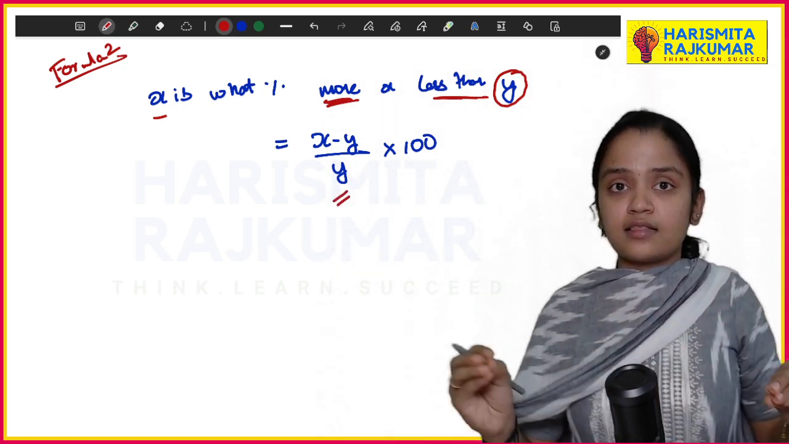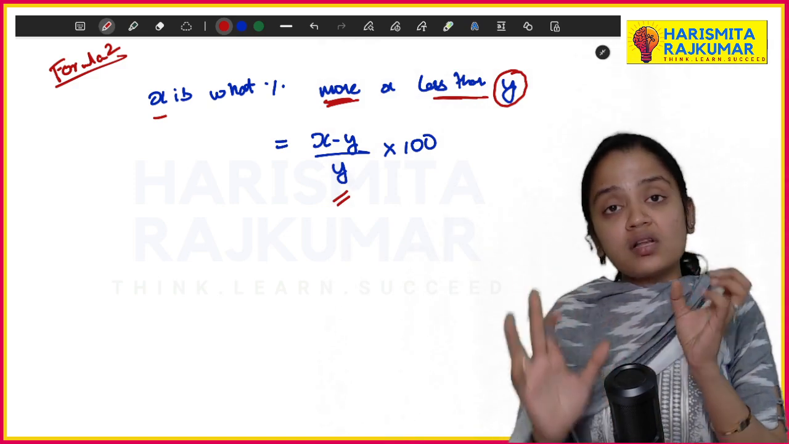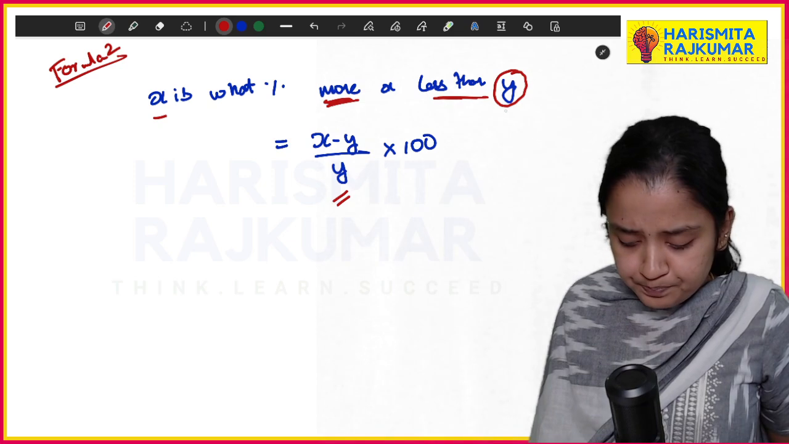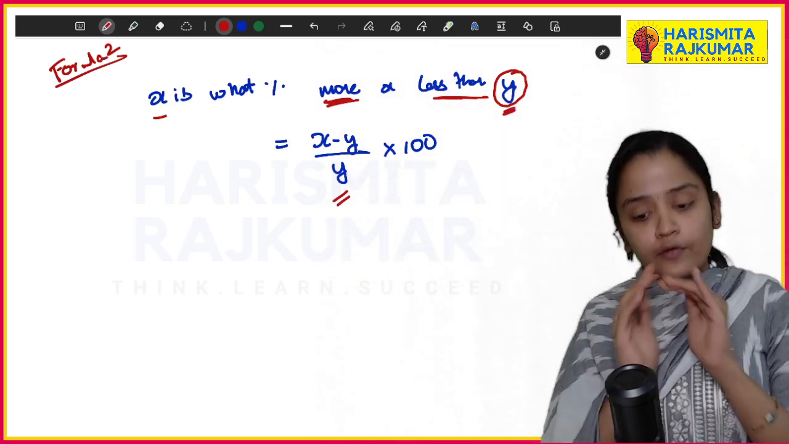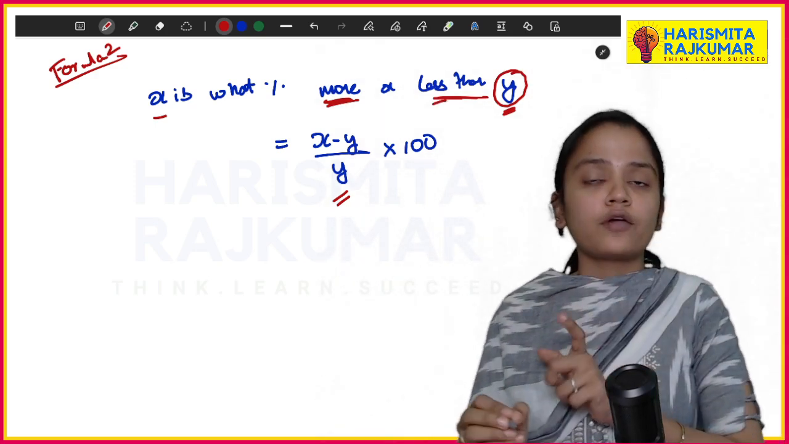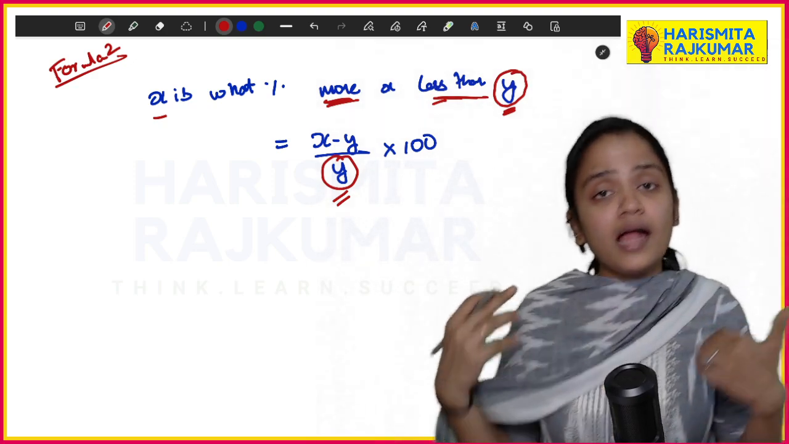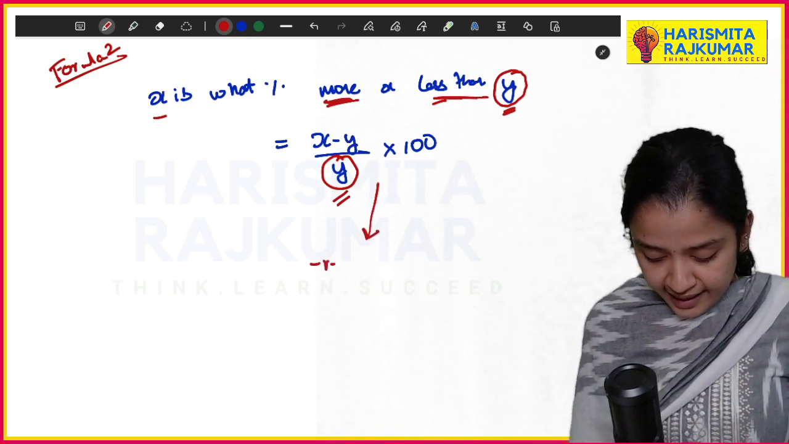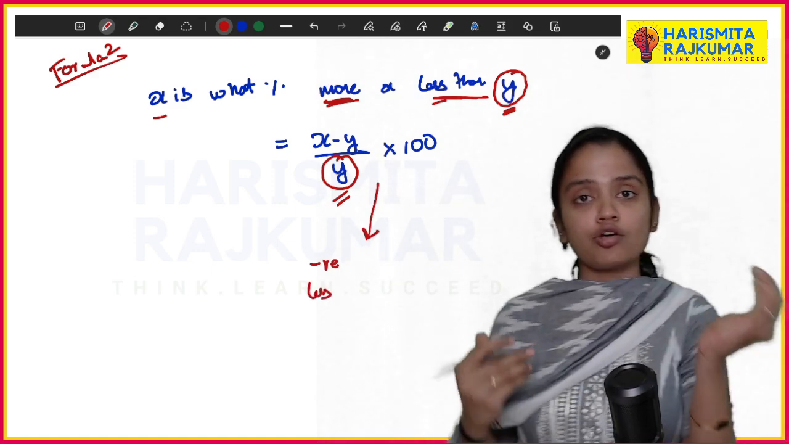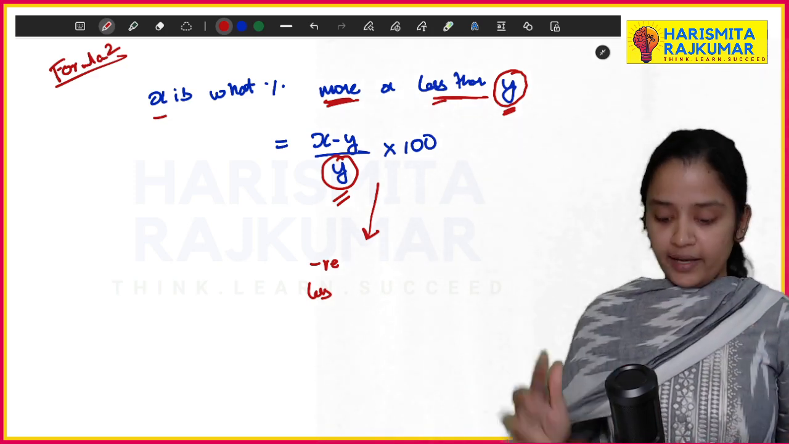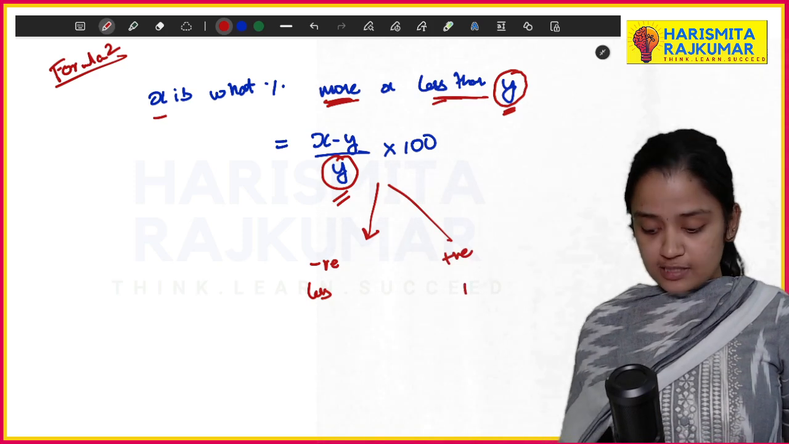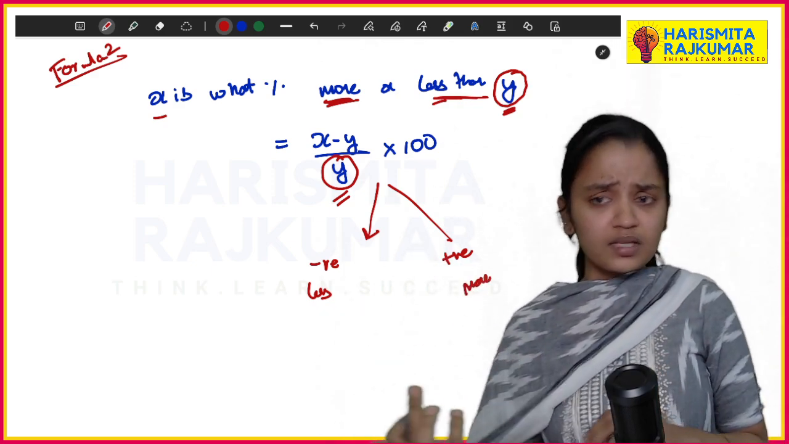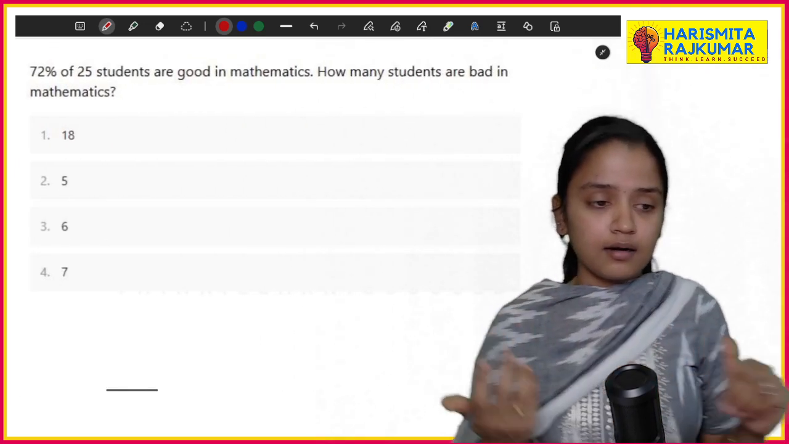Basically, I have a value X, and you are supposed to find whether that value is less than or more than when compared to Y. So if you have less than or more than terminology, and next to that a variable, that will be in the denominator, and the remaining is X minus Y. Suppose your answer is negative, which means X is less than Y by that much. If your answer is positive, you can say X is more than Y by that percentage. Okay, now let's quickly get into the sums.